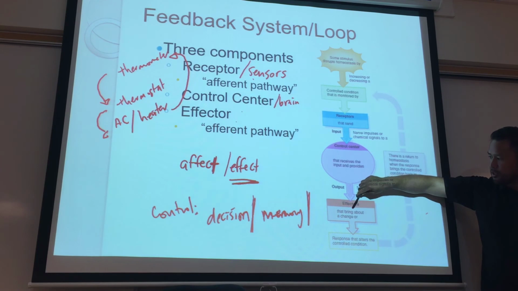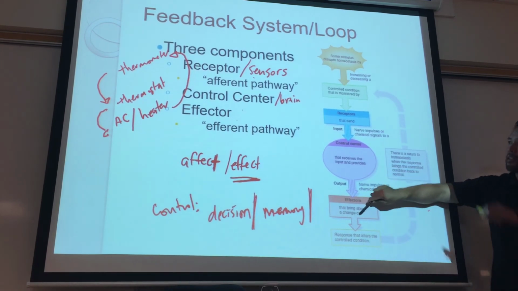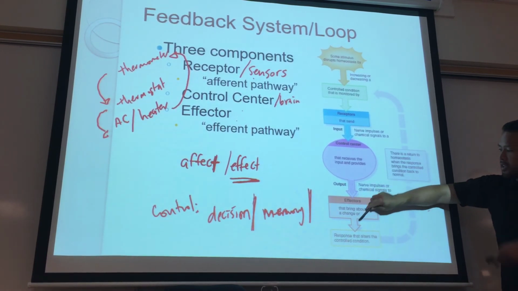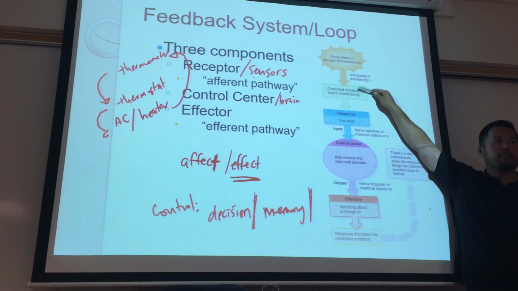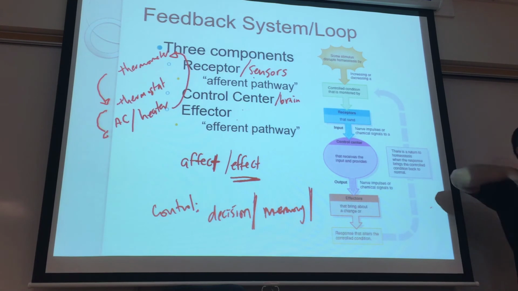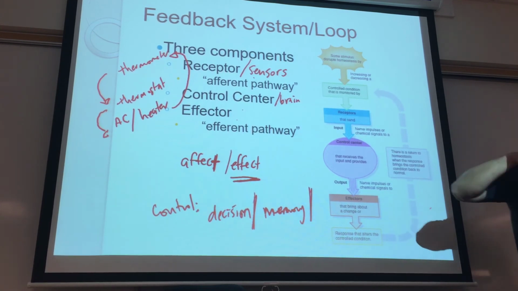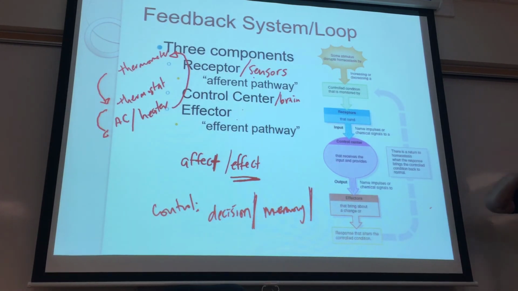And then it's going to send that information. Once that effector turns on, the AC is on, that's going to cause a change that is going to get picked up by the receptor. So this is our feedback loop. What questions do we have on it?